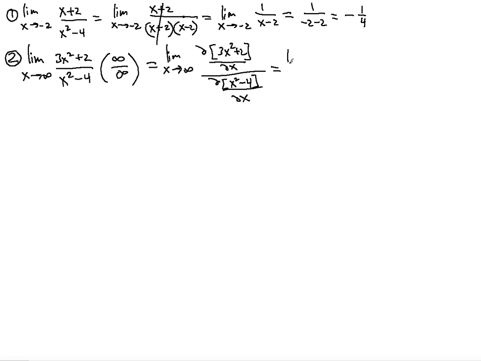Okay, and that's going to give us 6x, right, divided by 2x. Right, and the x's can be cancelled, so you will have 3. Okay, so that's your limit value.